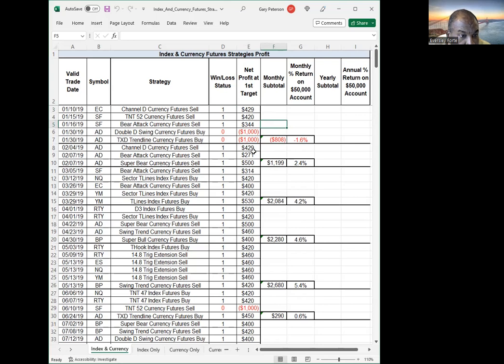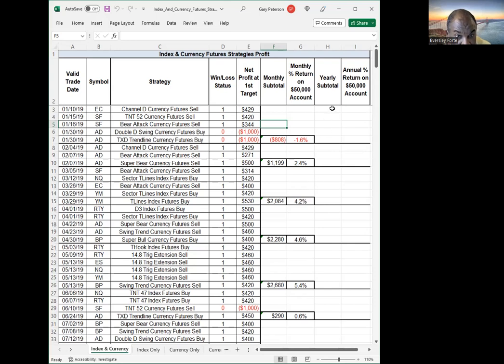The next month, first targets only. This is our profit and loss for that month. The next month, March, 5 trades valid, all wins. That's our dollars made and percentage return on the account for the month. This is all based on a 50 grand account.